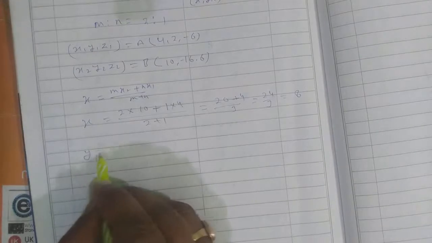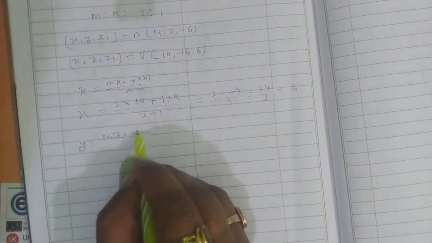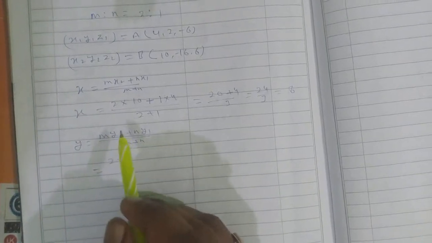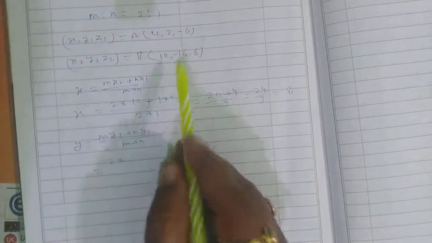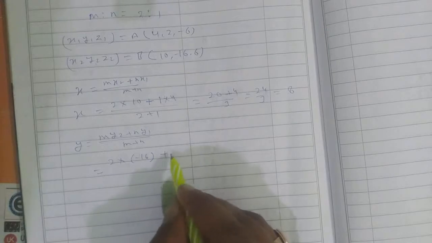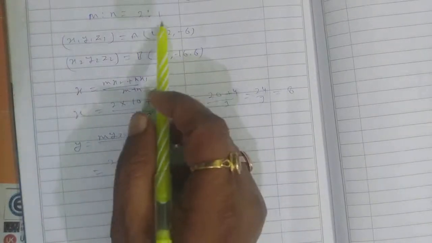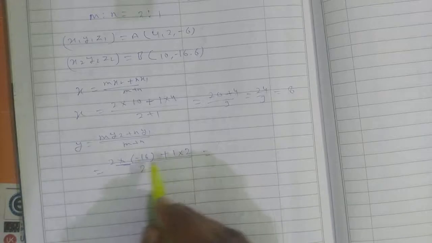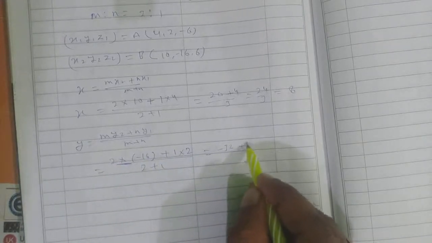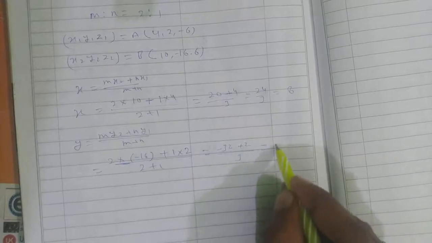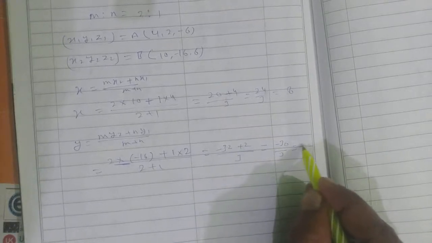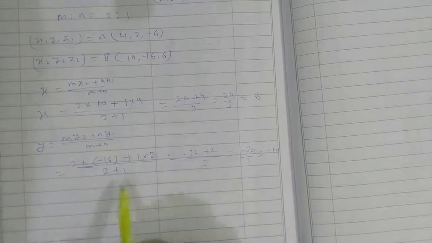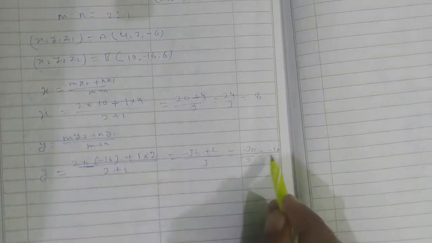The value of y here is (m y2 + n y1) upon (m + n). According to this, 2 into y2. So what is the value of y2 here? Minus 16, plus n value 1 and y1 here 2, upon 2 plus 1. So what is it? Minus 32 plus 2 upon 3. That is minus 30 upon 3. The result here comes minus 10. According to this, after calculating, the value of y here is minus 10.